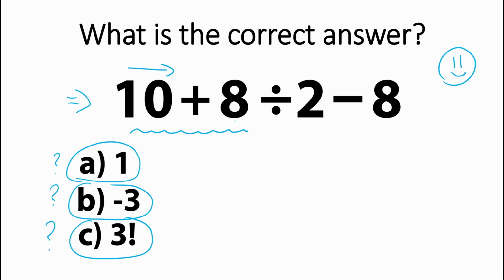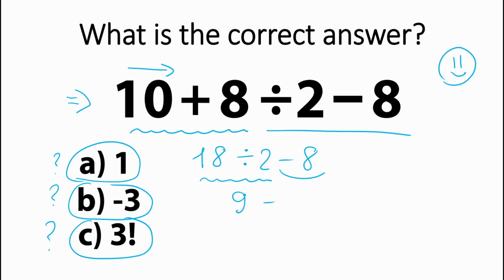So from left to right, we don't have a parenthesis or exponent, so 10 plus 8 equals 18. And we still have this expression, a division by 2 right here and minus 8. And from here, what do we have? Once more from left to right, we have 18 divided by 2 equals 9, and of course we still have this 8 right here, so we have 9 minus 8 equals 1.